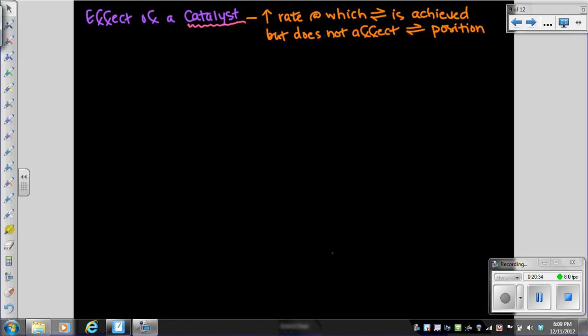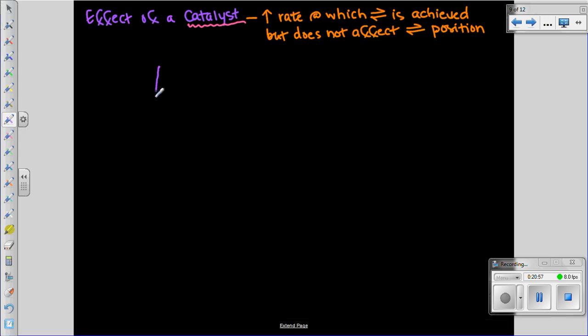Now, there's one other thing that I want to talk about, and this is the effect of a catalyst on an equilibrium position. And what you need to know here is that the addition of a catalyst will increase the rate at which equilibrium is achieved, but it does not affect the equilibrium position. So let's look at why. And that can be an actual answer that you would include if you're asked about this.